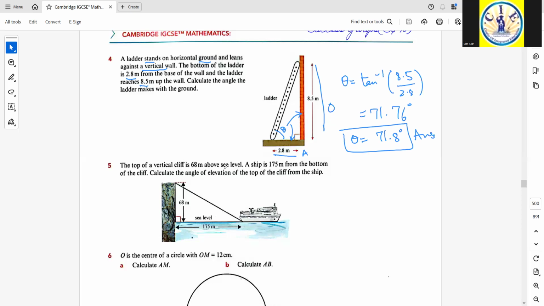Now it's question number 5. The top of a vertical cliff is 68 meters above sea level.